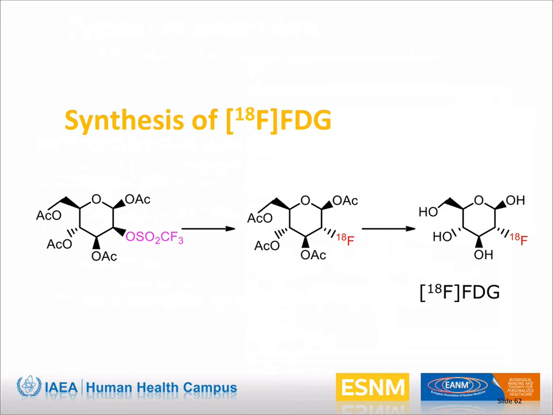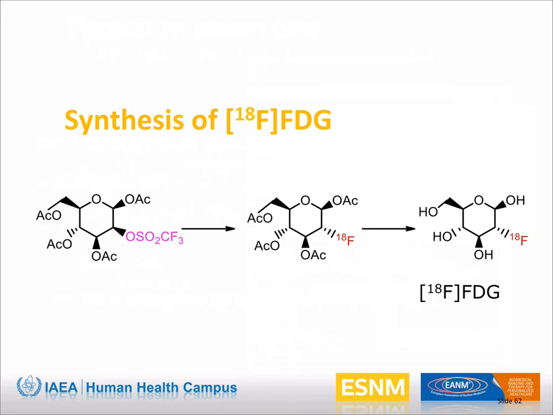In this reaction, triflate is substituted by a backwards attack of fluoride, resulting in inversion of the stereochemical configuration. In this way, the sugar conformation mannose in the precursor is changed to glucose in the final product. An evaporation step afterwards can be used to remove acetonitrile.